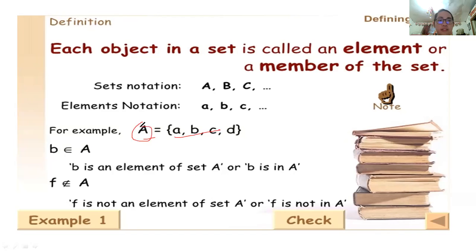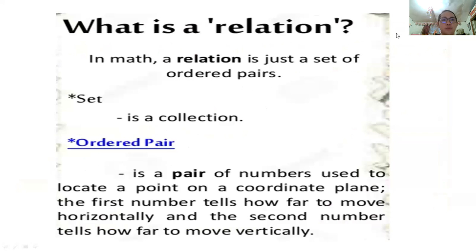For naming the elements of a given set, we use small letters. A represents or symbolizes the given set, while the small letters denote the elements of the set. Meaning B is an element of A because you can find B in the elements of A. And F is not an element of A because you cannot see F in set A. That's how you identify if it's an element or not an element of a given set. Okay, I guess we're done with this.